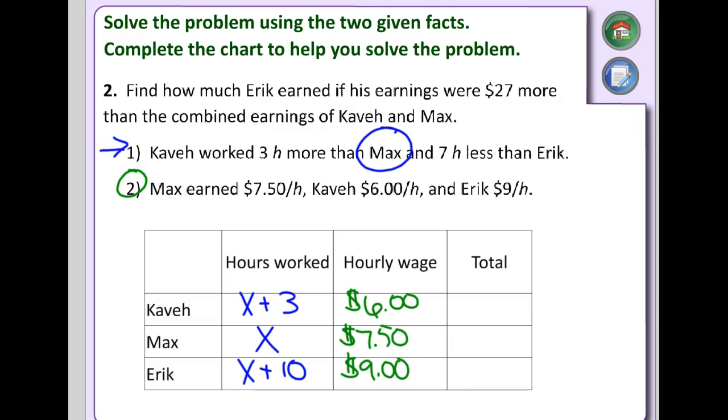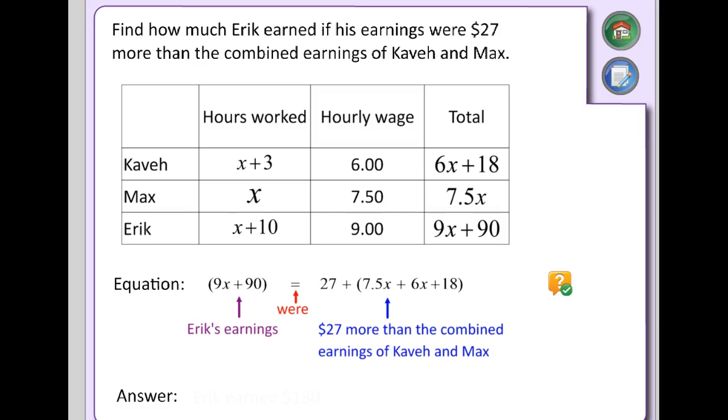So now I'm going to go to the next slide because it's already got the chart filled in for us. And so here it is. We've got Kaveh and Max and Eric. Now remember, to find the totals at the end, I use my distributive property. So for Kaveh, it's going to be X plus 3 times $6 an hour. So that's how we got 6X plus 18. For Max, it's just X times his wage, which is $7.50. And then for Eric, it's X plus 10 times his whopping $9 an hour. And so that's how we got 9X plus 90.